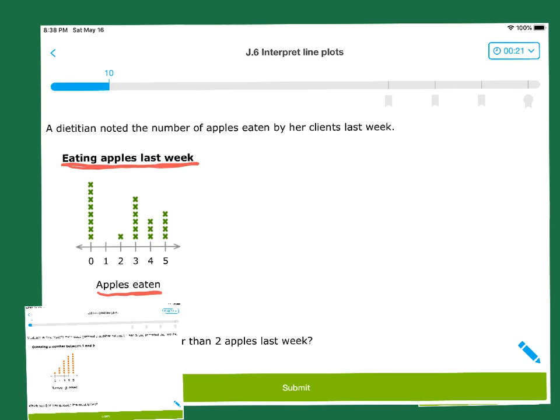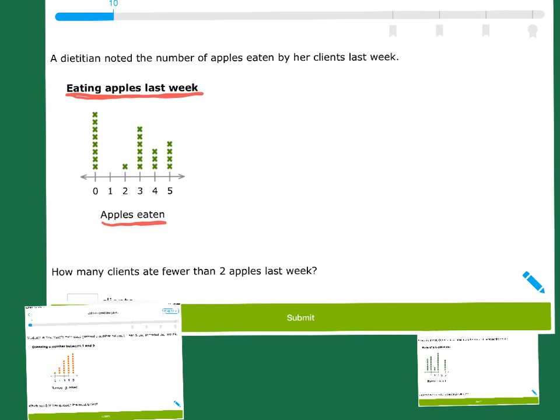So my question in this case is, how many clients ate fewer than 2 apples last week? Well, here's 2 apples, right? Right here. It's asking fewer than 2 apples. We're not counting this one. So we're going to start right here. It's all of these. Nobody ate 1, but we've got 1, 2, 3, 4, 5, 6, 7, 8 people who ate 0. My answer is going to be 8.